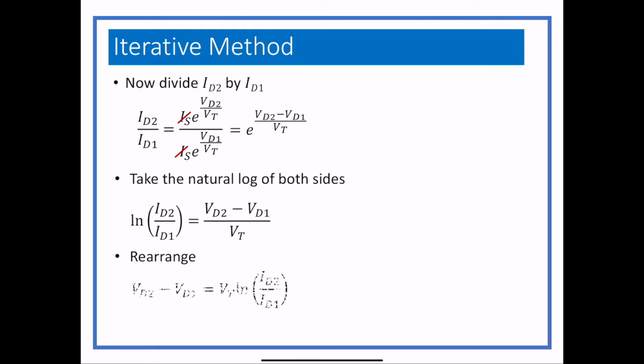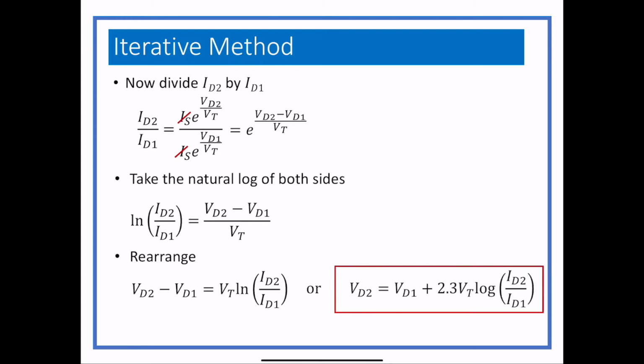Rearranging, we end up with the difference between the voltages is equal to the thermal voltage times the natural log of ID2 over ID1, but frequently we're already going to know that first diode voltage. So really we're using this equation to solve for the second value. So we're going to move that around a little bit, and we're actually going to change it to a base 10 log for no reason whatsoever other than we just are, and we get the second diode voltage is going to be equal to the first voltage plus 2.3 times the thermal voltage times the log of ID2 over ID1.